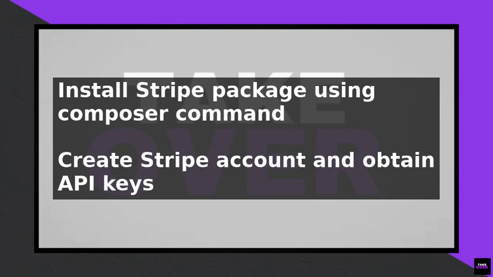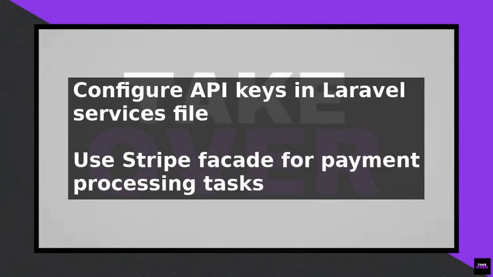You can find your API keys in the Stripe dashboard under the Developers section. Then, you need to configure your Stripe API keys in your Laravel application. You can do this by adding your API keys to the services.php file in the config directory. After configuring your API keys, you can start using Stripe to process payments.